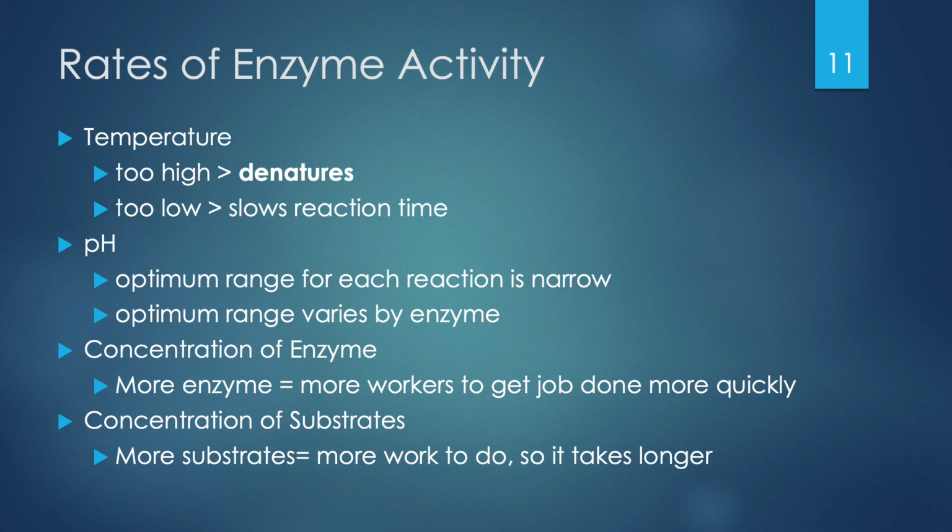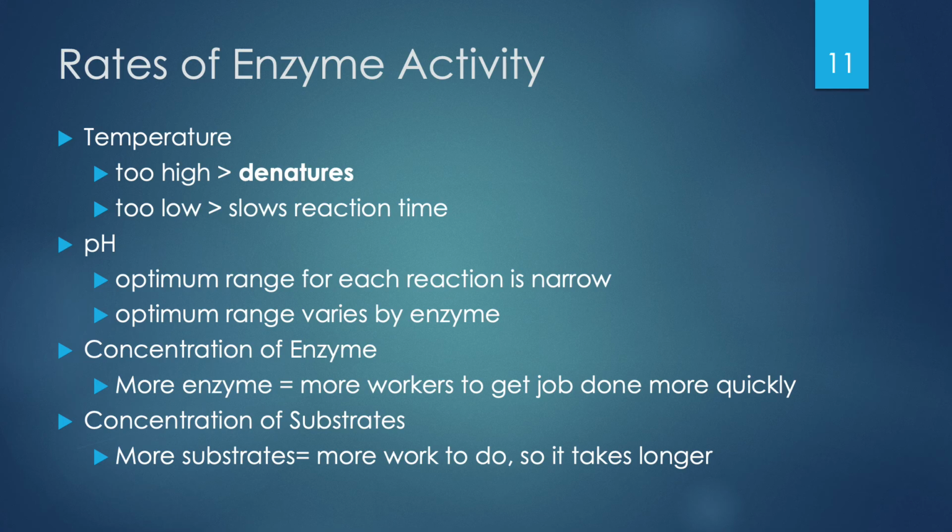So temperature is very important. If the temperature is too high, the proteins denature, and therefore it won't work at all. And if the temperature is too low, it just slows down the reaction time dramatically. Also, pH is another factor in which there's an optimum range, and that range for each reaction is very narrow. So any deviation from that is going to totally change your outcome.